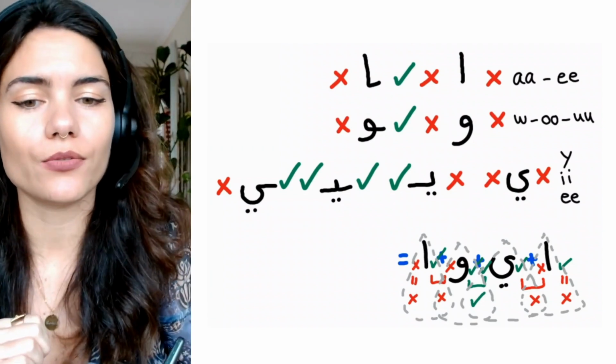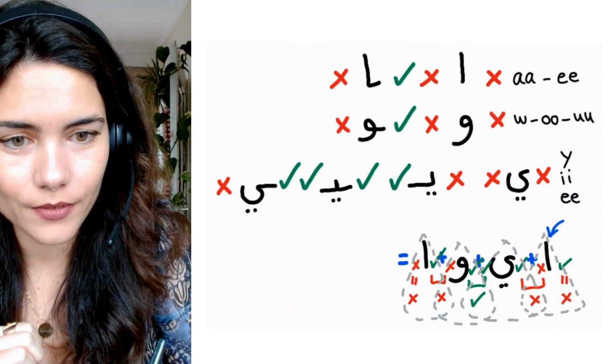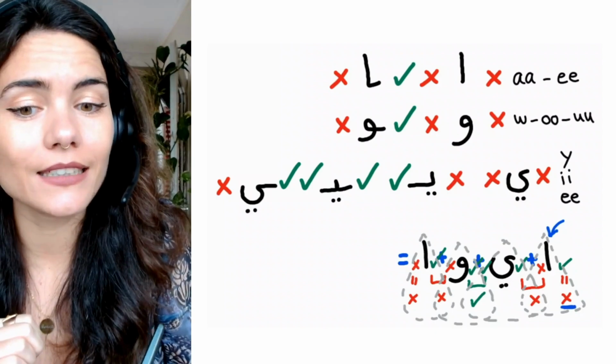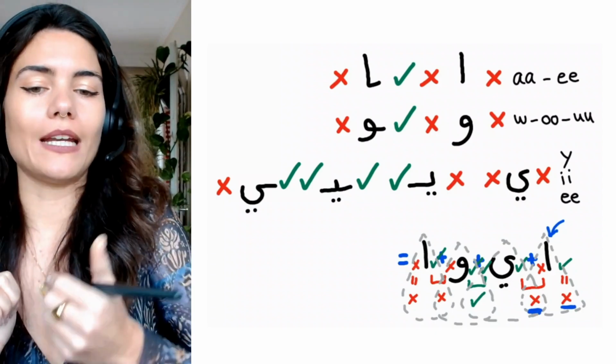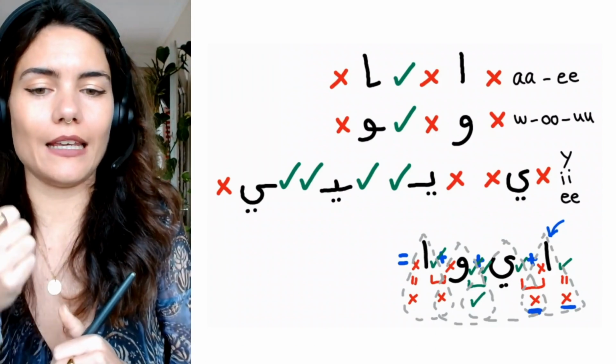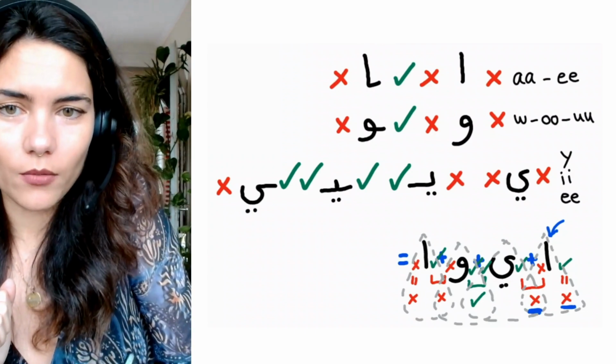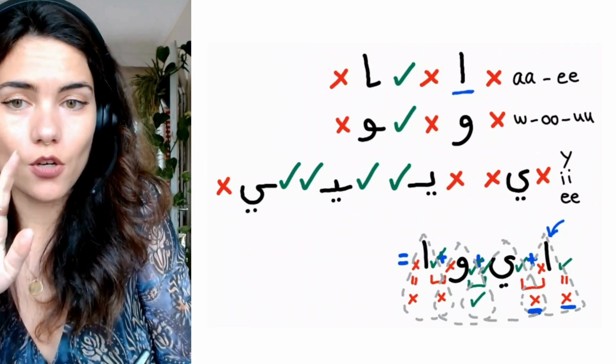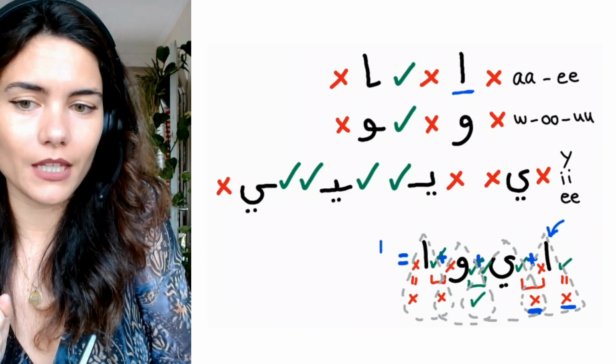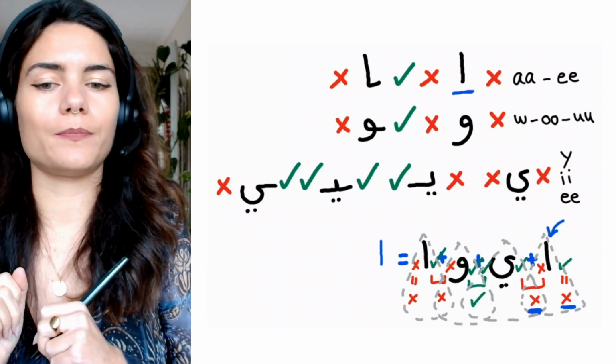Now we just need to find an alif that has an X to its right and an X to its left. And we go and we find it. It's this one. So we write it just as we see it there in the isolated shape.